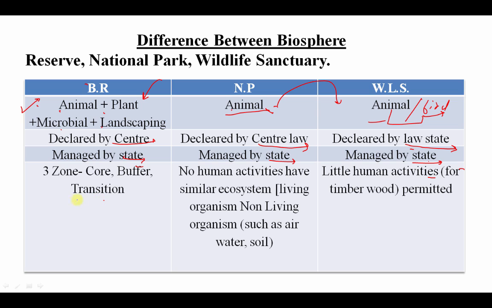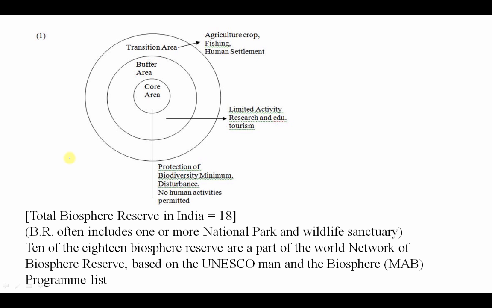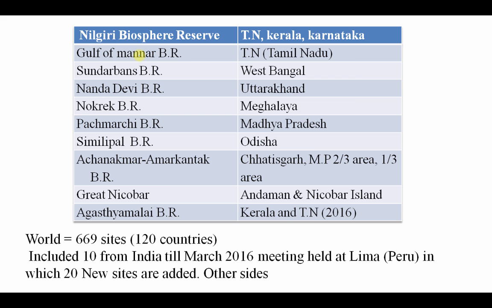And the third thing is that a biosphere reserve is divided into three parts. Firstly, there is a transition zone, there is a buffer zone, and between these there is a core zone. You can see here, this is a biosphere reserve. It is divided into three parts: the transition zone, second the buffer zone, and third the core area.